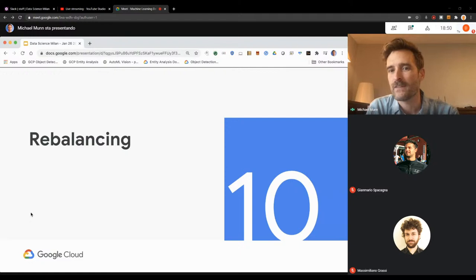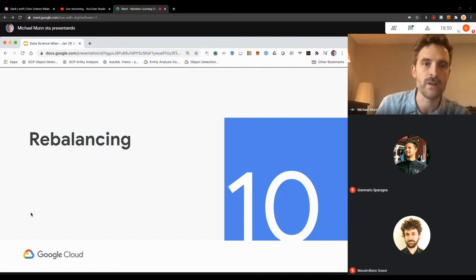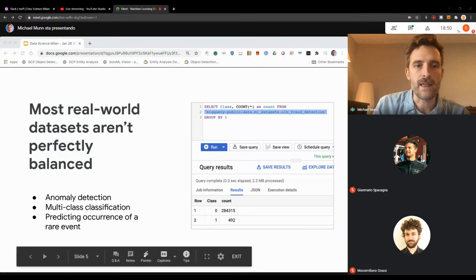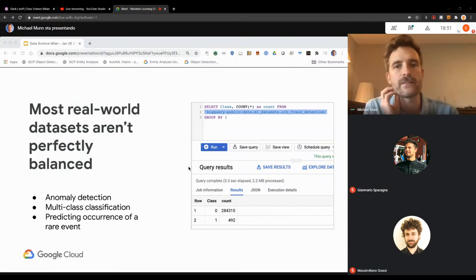Okay, so to start, I'll talk about rebalancing. This is the 10th design pattern. It shows up in the chapter on problem representation, so how you're representing your problem in machine learning. This probably speaks a lot to your own personal experience in machine learning, but most real world data sets aren't perfectly balanced.